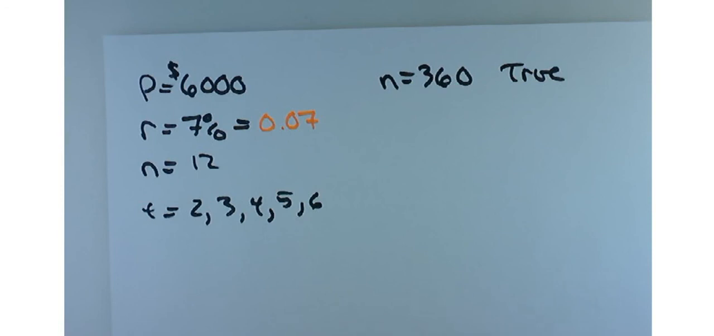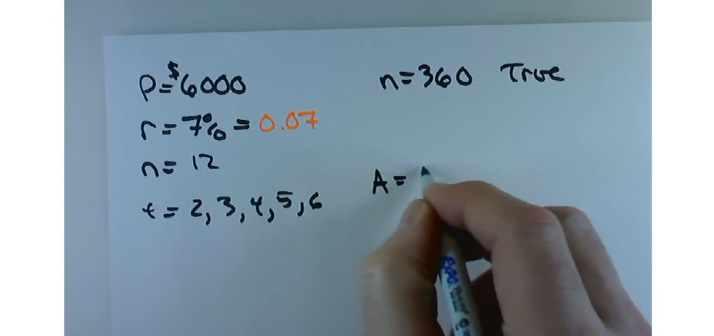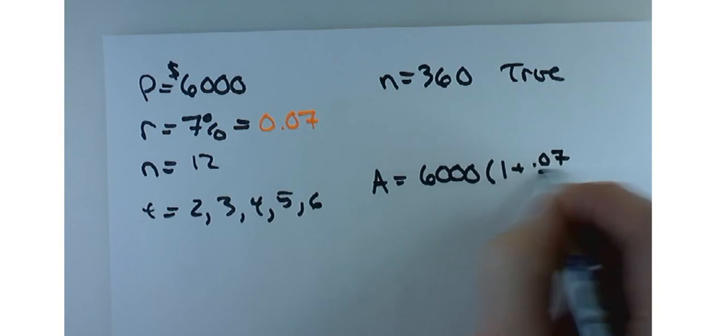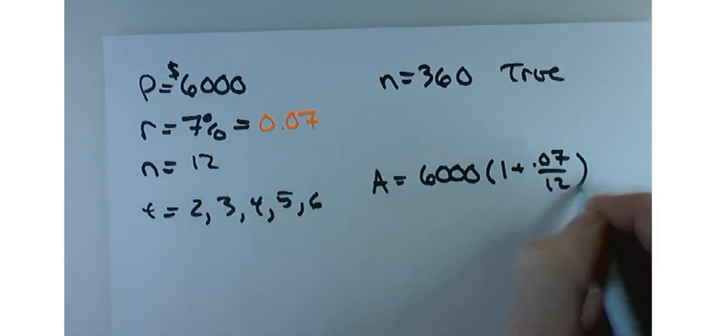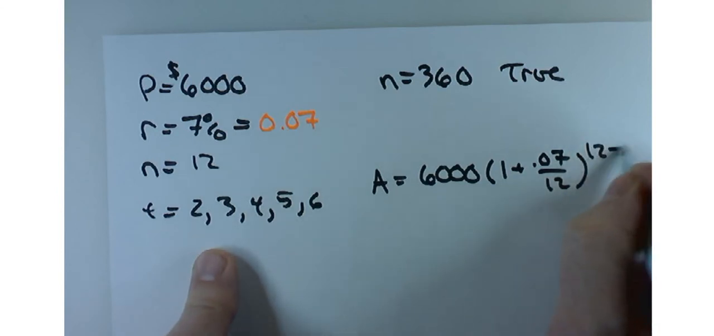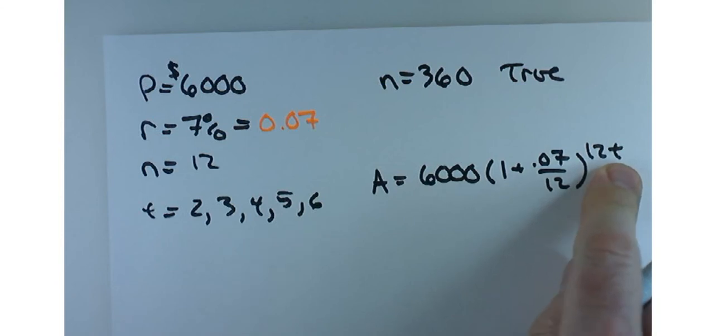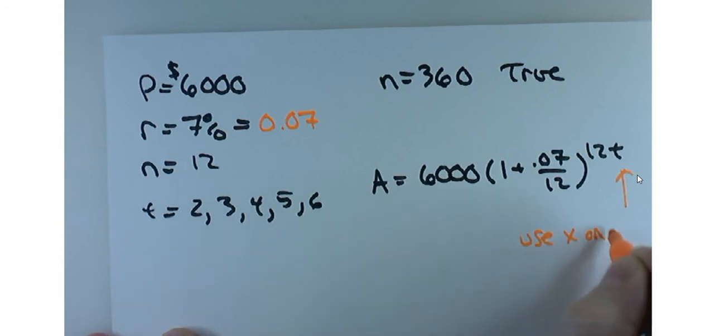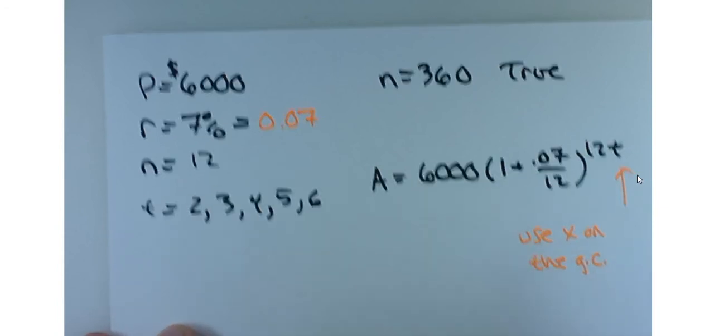Secondly, I'd put it into my calculator this way. 6,000 times 1 plus 0.07 divided by 12, raised to the 12 times t power. Now I'm putting a t here, but I'm actually going to use an x on my graphing calculator just because it's so much more convenient than using a t. It'll also allow me to use our table function. Use x on the graphing calculator. Okay, so we'll do that.